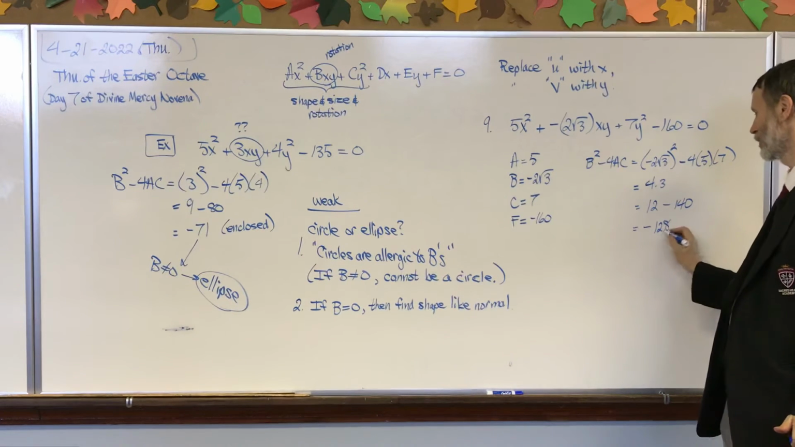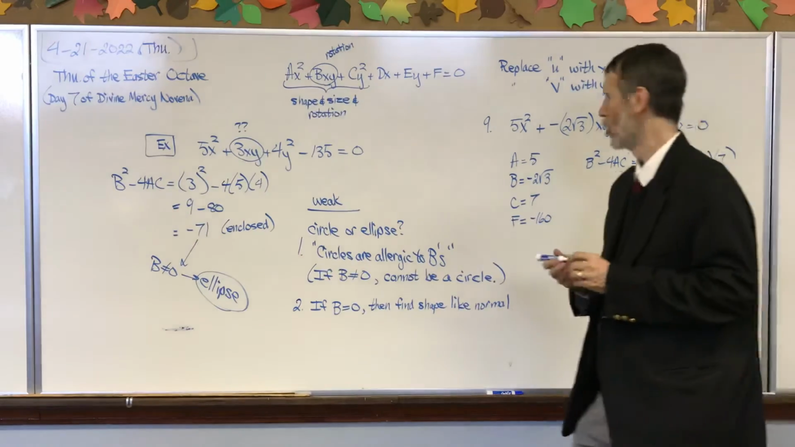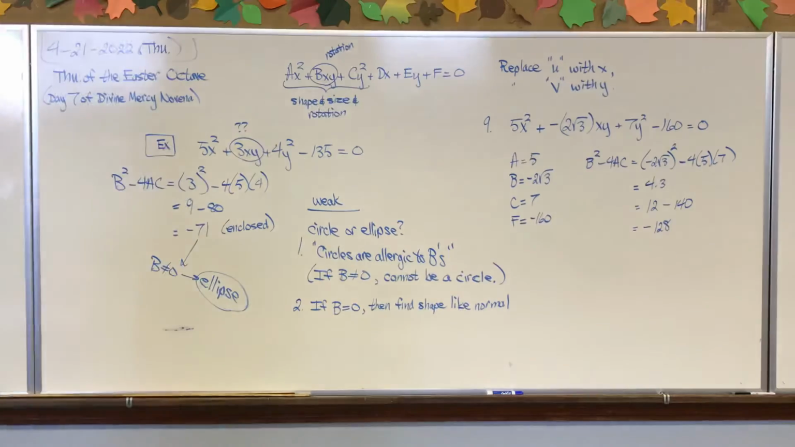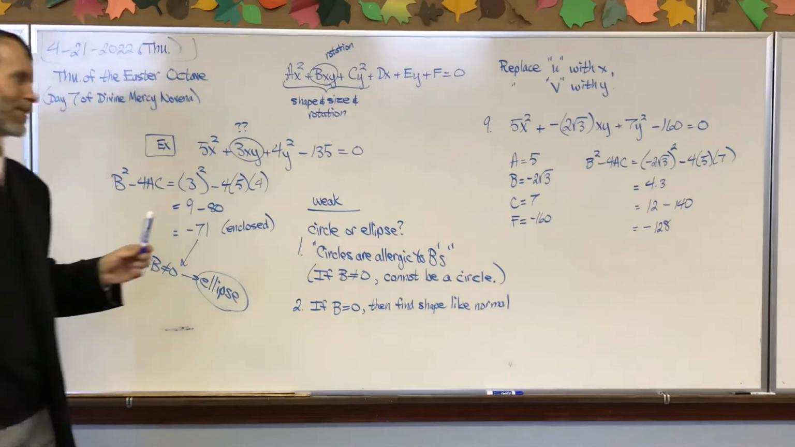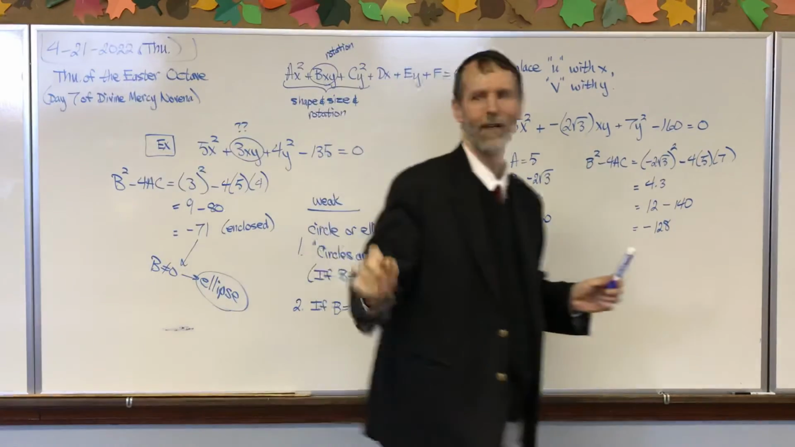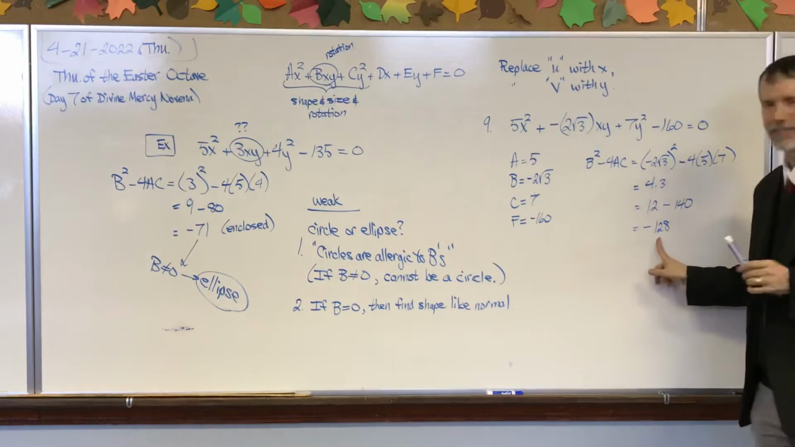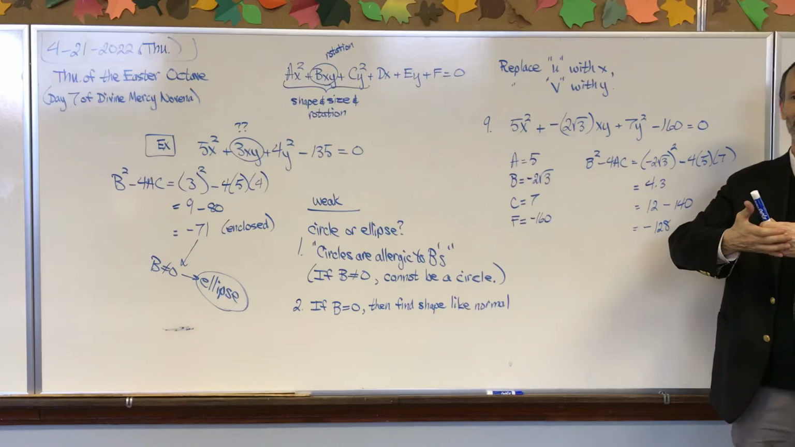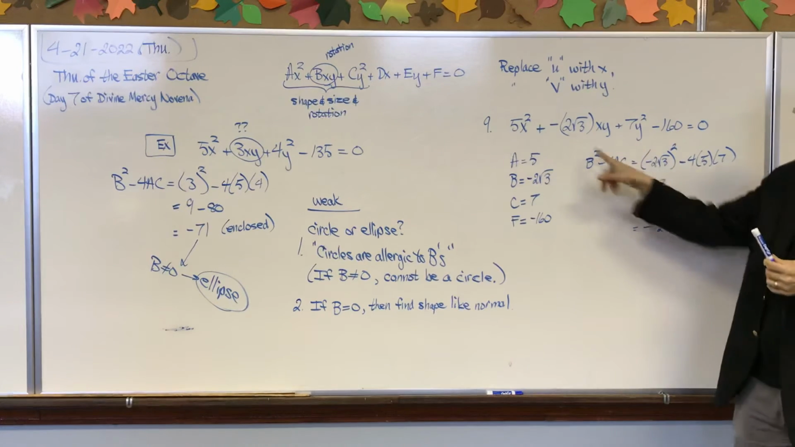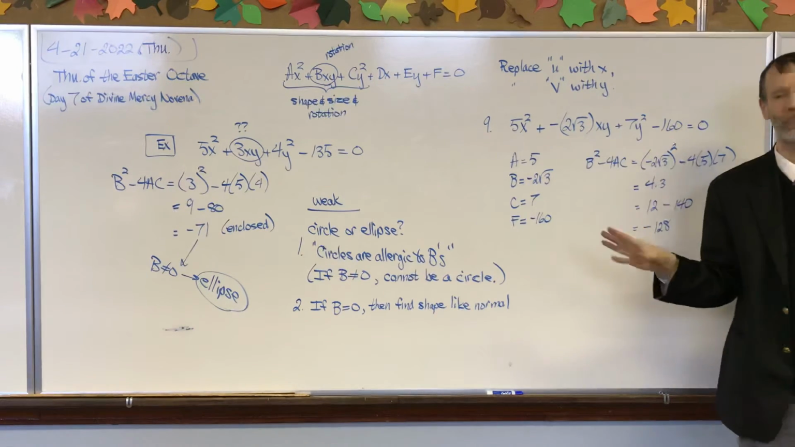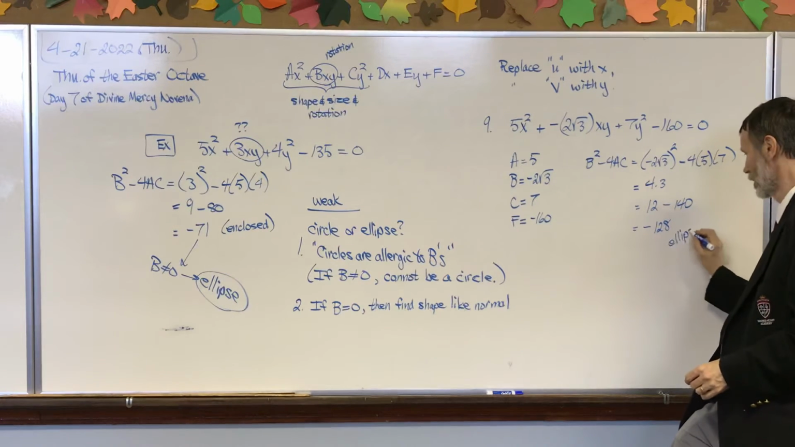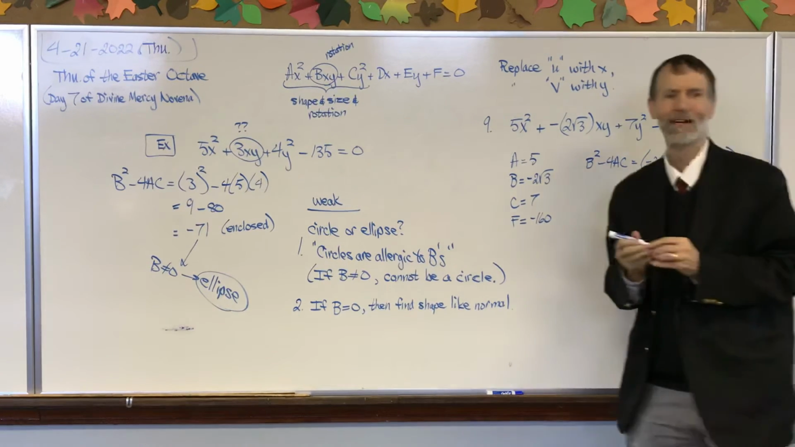Good. Negative 128. What is your verdict on what the shape is? You should be able to tell me decisively. How do you know it's an ellipse? 2 reasons. Yeah, the strength is less than 0, so it's enclosed. How do you know it's not a circle? There's a B term, correct. If there's a B term, it cannot be a circle. So this thing must be an ellipse. Does that make sense?